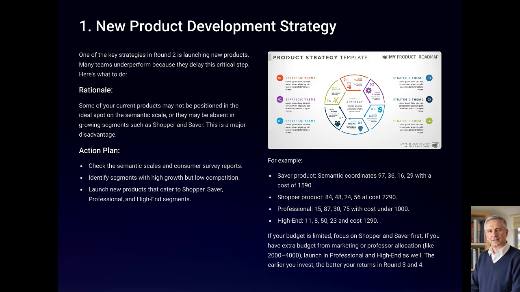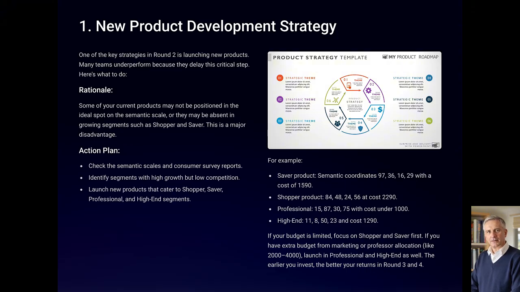Action plan: check the semantic scales and consumer survey reports. Identify segments with high growth but low competition. Launch new products that cater to shopper, saver, professional, and high-end segments. For example, saver product, semantic coordinates 97, 36, 16, 29 with a cost of $15.90. Shopper product, 84, 48, 24, 56 at cost $22.90. Professional, 15, 87, 30, 75 with cost under $1,000. High-end, 11, 8, 50, 23 and cost $12.90.